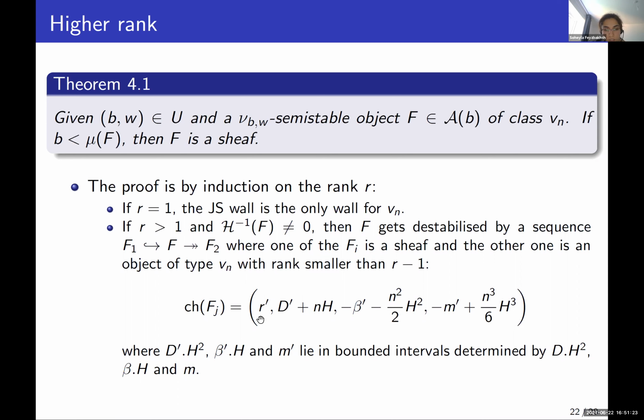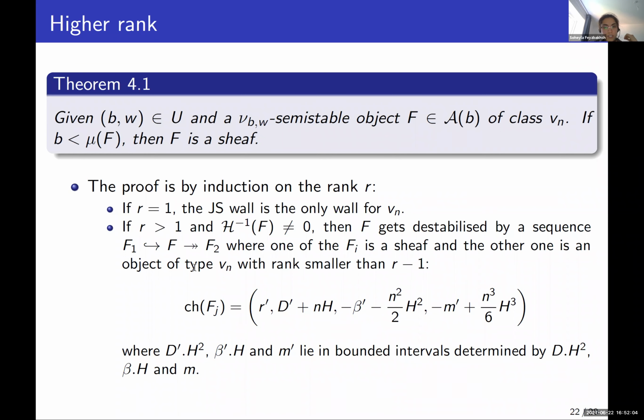So we just replace r, d, beta and m that we had before with new ones, r', d', beta', m', but we can control them, so they all vary in bounded intervals which depend on the original d, beta and m that we had. That's why we can apply the induction assumption for the Chern character of F_j and claim that it's actually a sheaf. So our sheaf F is an extension of two sheaves. That's why it must also be a sheaf and cannot be a two-term complex.